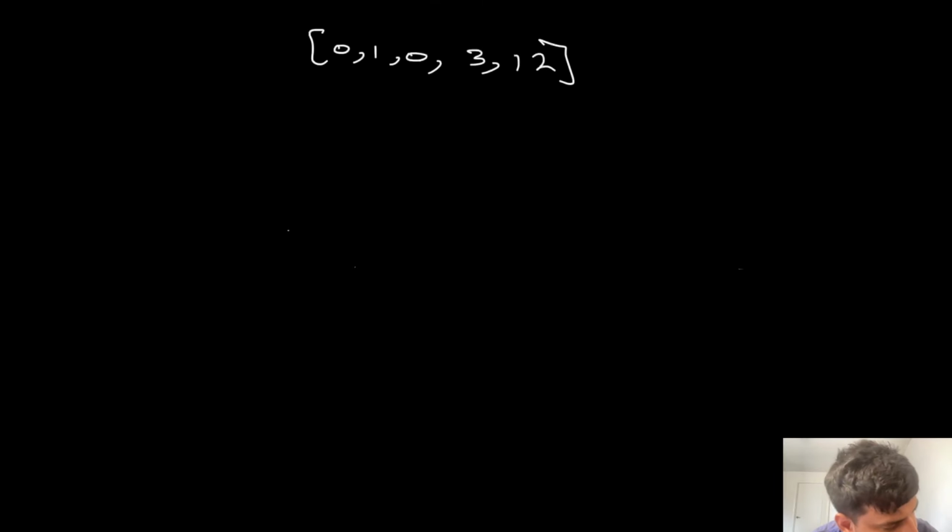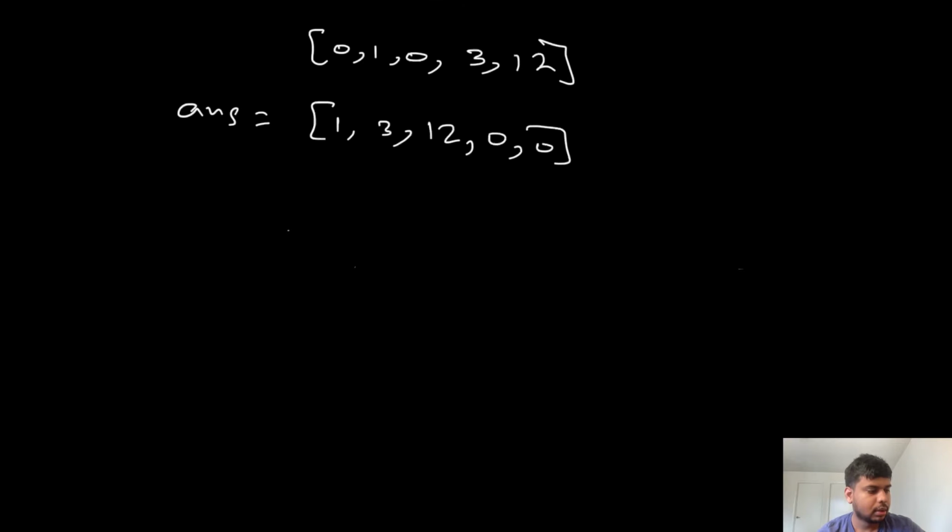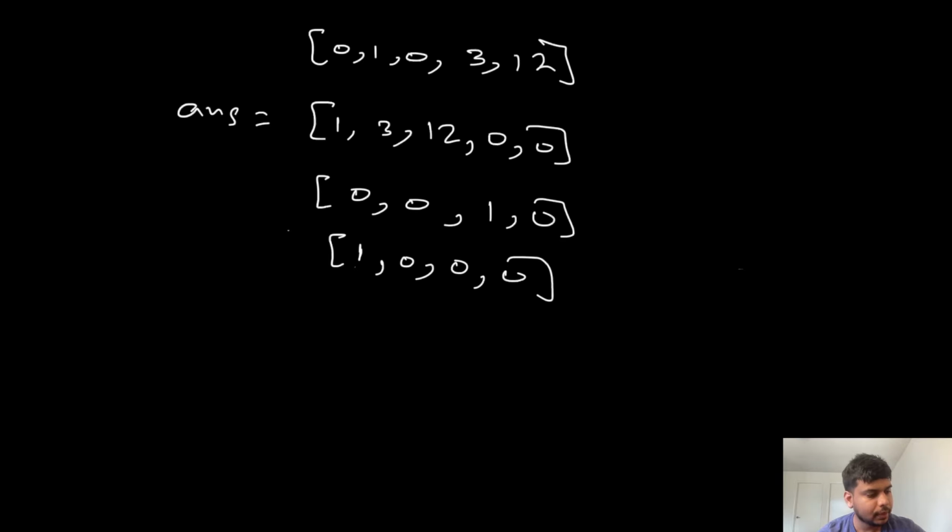Basically, here in this example, what would be the answer according to the question? The answer should be all non-zero elements should come to the front, that is 1, 3, 12, and all zeros should be at the end, 0, 0. So let's take one more example. If you have 0, 0, 1, 0 as the example, the one non-zero element 1 should be at the beginning, followed by all zeros. So this is example 2, this was example 1. I hope you understood the question.